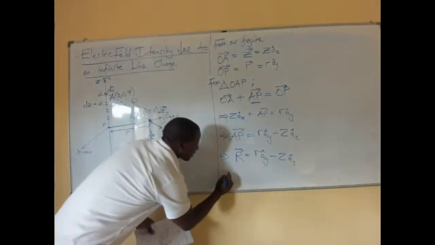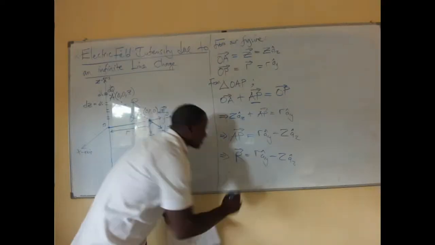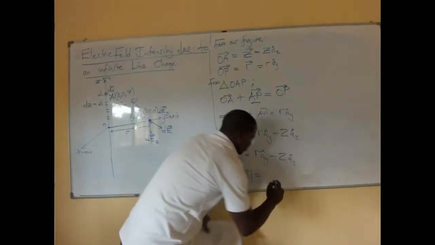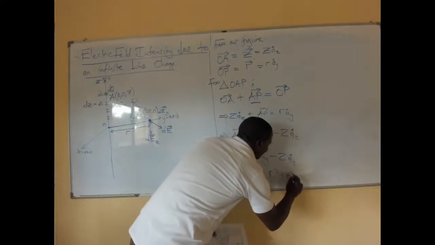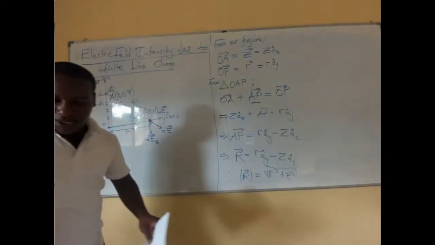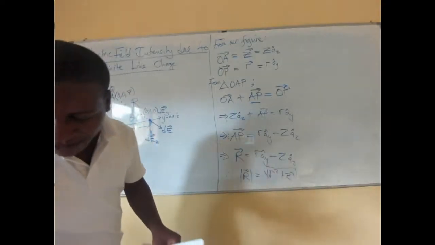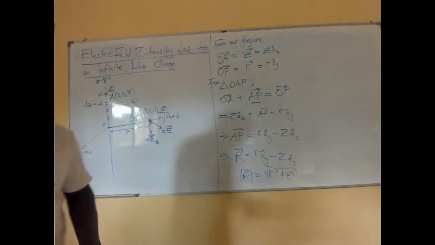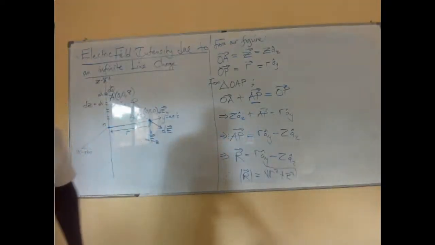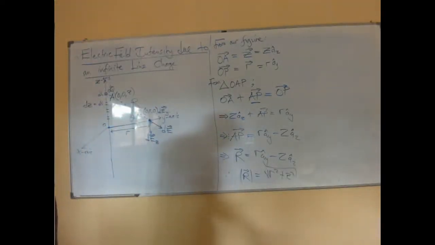So therefore, what we have is that the magnitude of R must be equal to the square root of R squared plus Z squared. Okay, so we pick it up from there. R squared plus Z squared, all this squared. Okay, so next from there, what we have, just a moment.